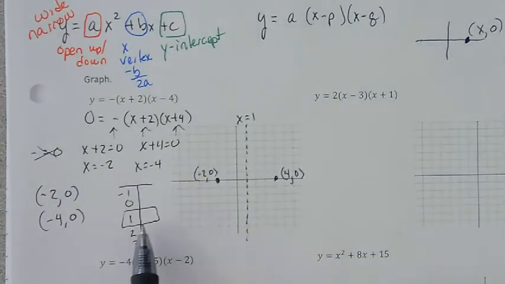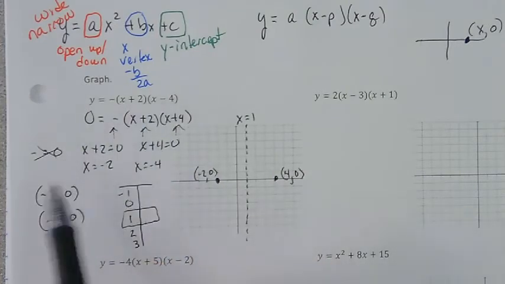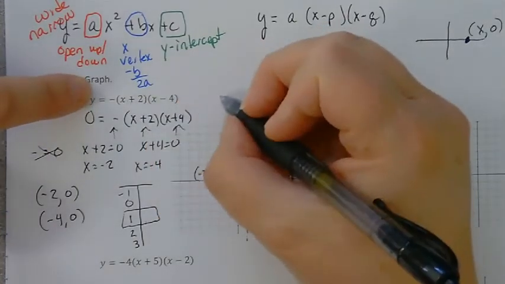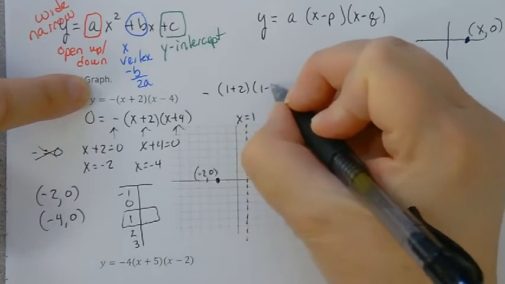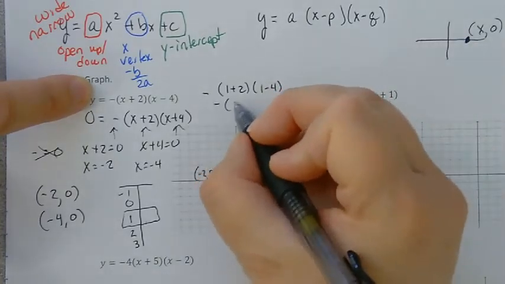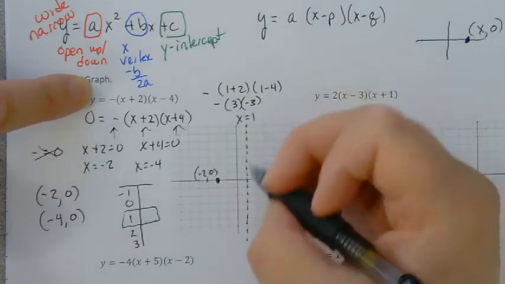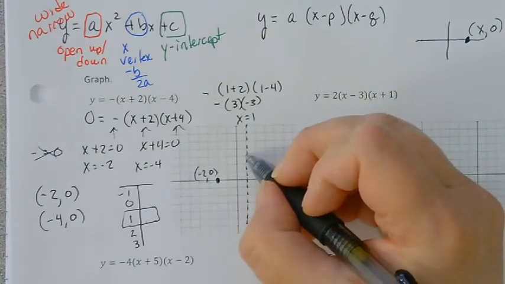So I want to know what y would be if x were 1. So I'm going to go back to my equation, and I'm going to put a 1 where the x is. So I'm going to have negative 1 times (1 plus 2) times (1 plus 4). So I have negative 3 times negative 3, which is 9. So I know that my vertex is over here at 1, 9.